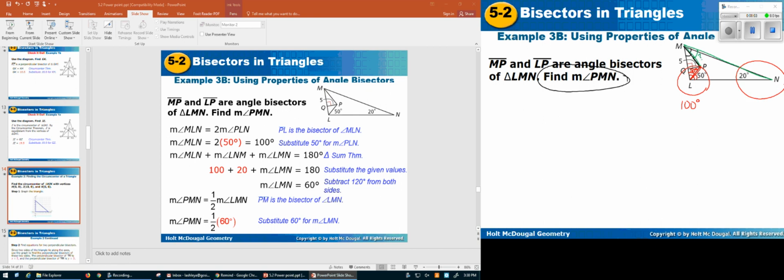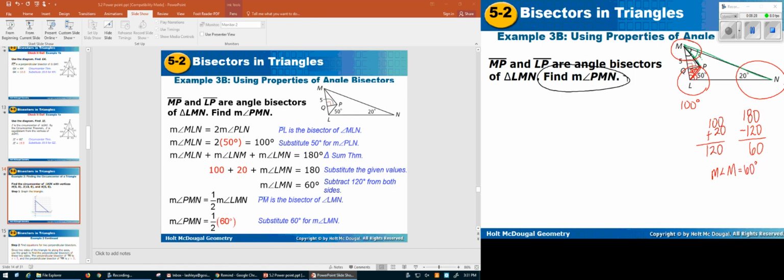So using the triangle sum theorem, we should be able to find this last missing angle, M. We know that all three angles in a triangle add to be 180. So we can take 100 plus 20, and we get 120. And then we can subtract that from 180, and we get 60. That means the measure of angle M is equal to 60 degrees.